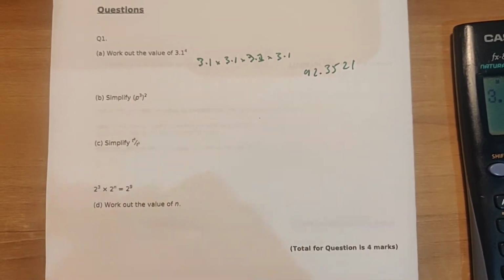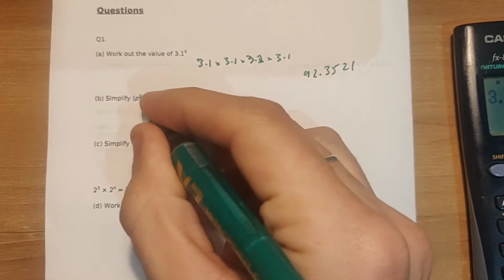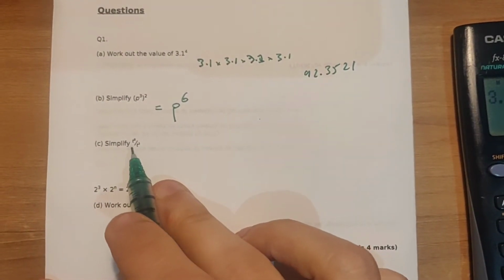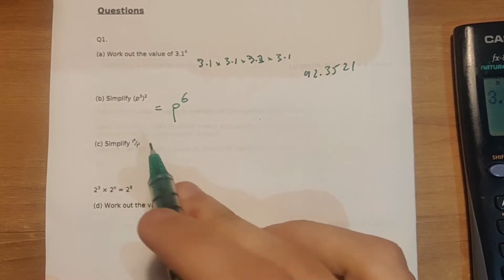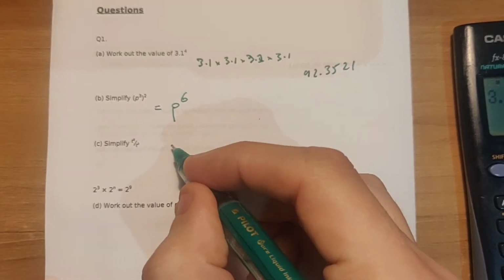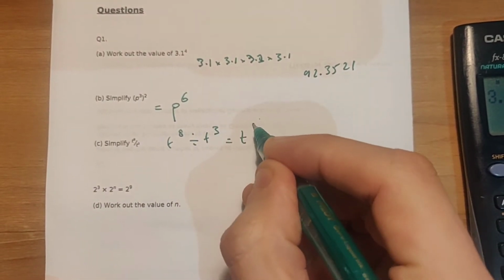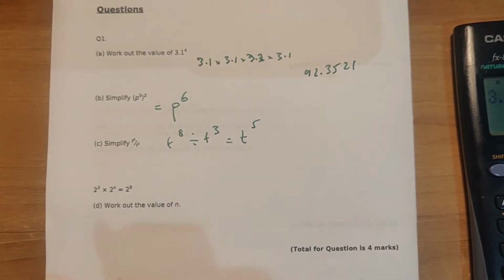To simplify, p cubed all squared. This one is using the brackets rule. Okay, so if you haven't already identified the brackets rule, key thing is we need to multiply the powers. So it's going to be p to the power of 6. This one says t to the power of 8 over t to the power of 3. It's a division rule. Okay, we need to recognise that that's the same as this, which is t to the power of 5. We're going to subtract the powers.